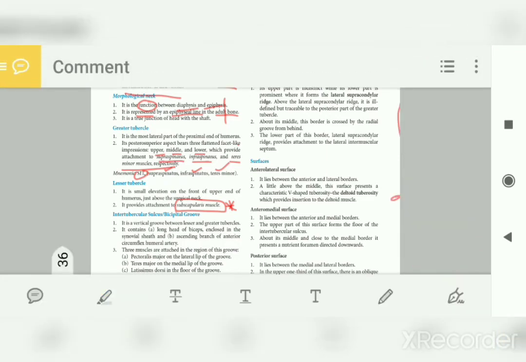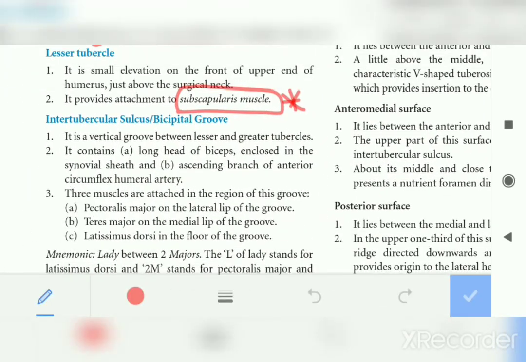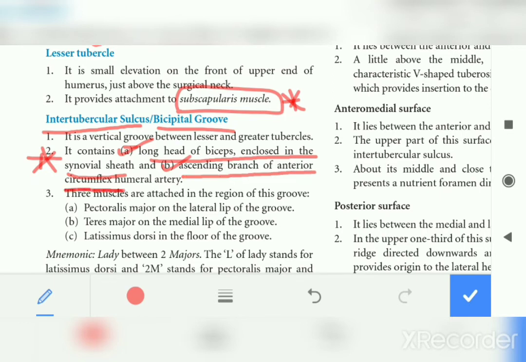Okay, then come to the intertubercular sulcus, another name is bicipital groove. It is a groove between two tubercles. What does this contain? It is frequently asked in the Viva. Number one is the tendon of the long head of the biceps brachii with its synovial sheath. Number two, ascending branch of the anterior circumflex humeral artery.